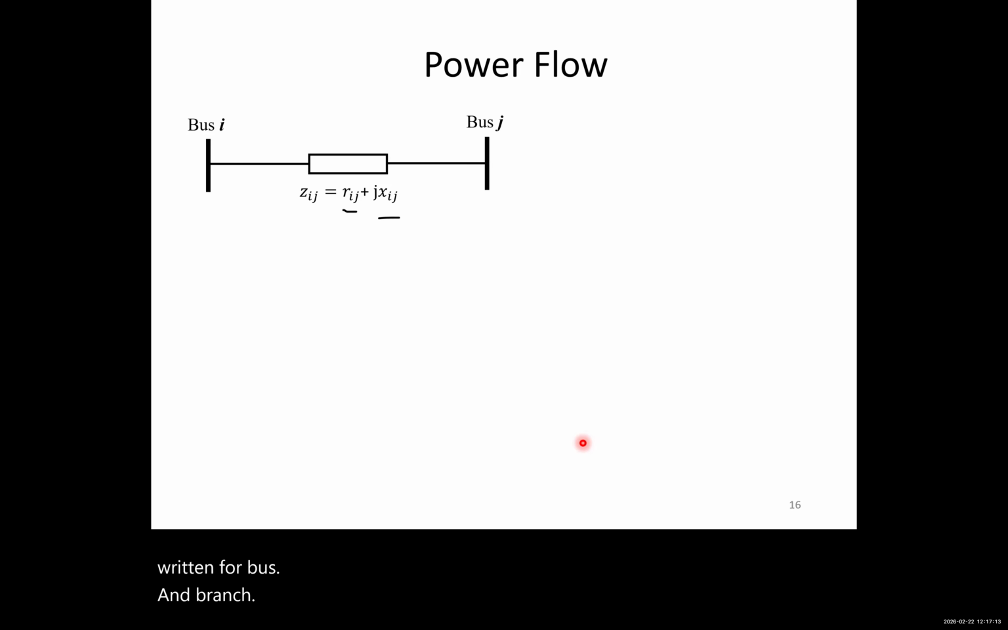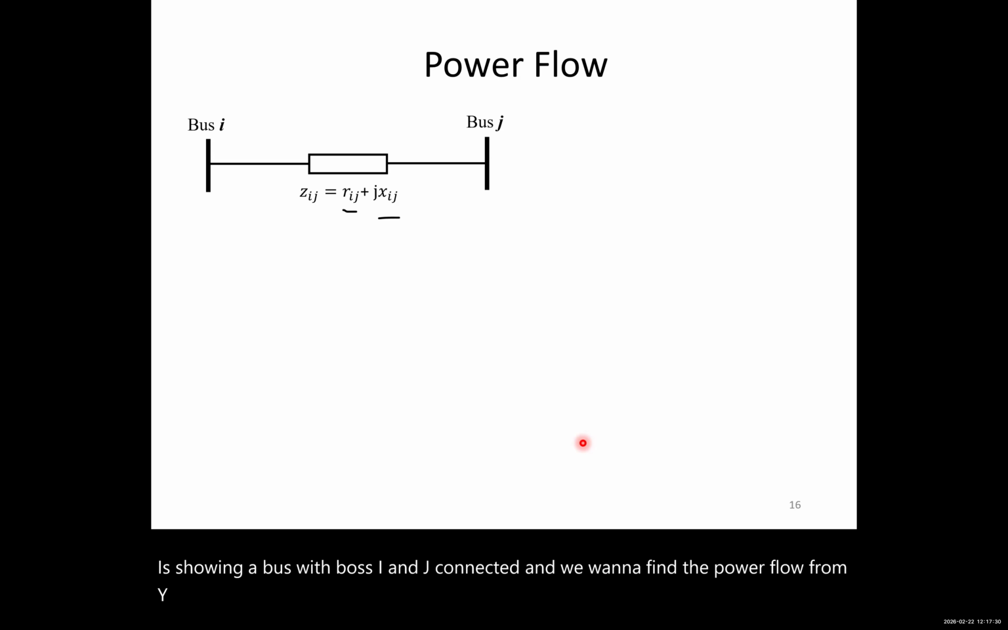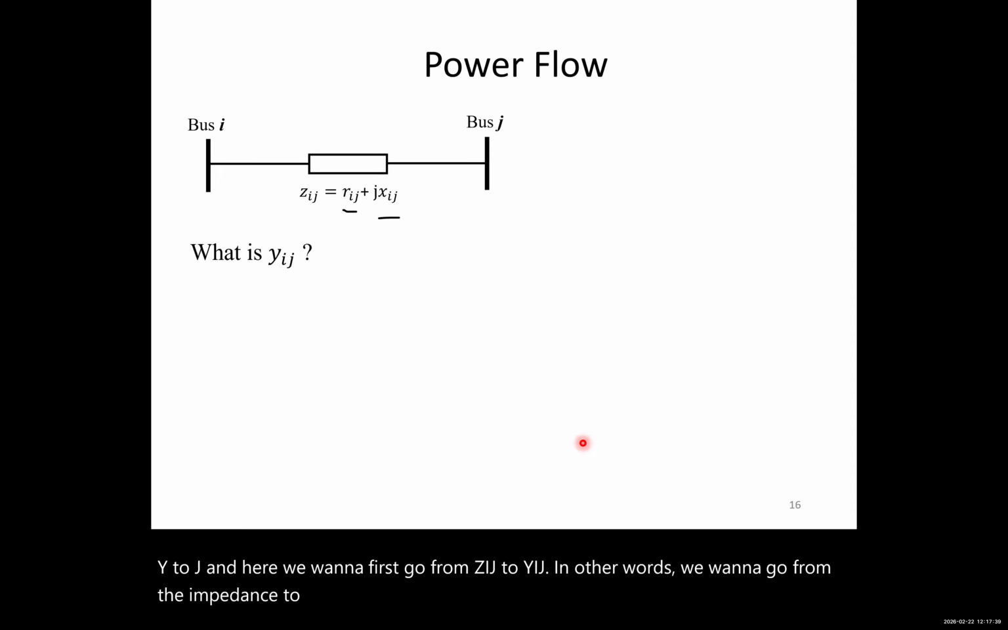Now, this is showing a bus with bus I and J connected, and we want to find the power flow from I to J. Here we want to first go from Zij to Yij. In other words, we want to go from the impedance to admittance. Lines are usually provided in impedances, which is something like this.